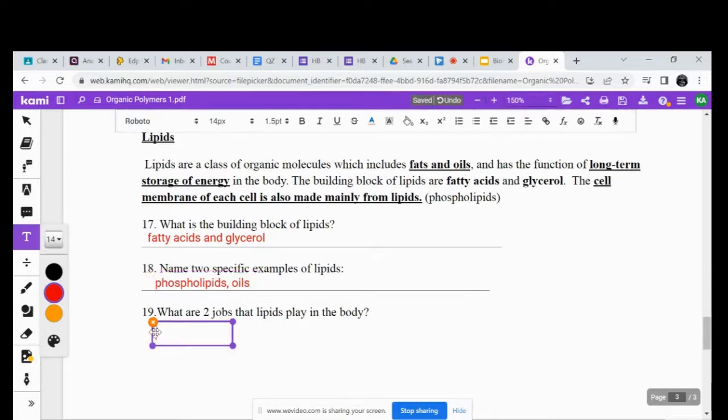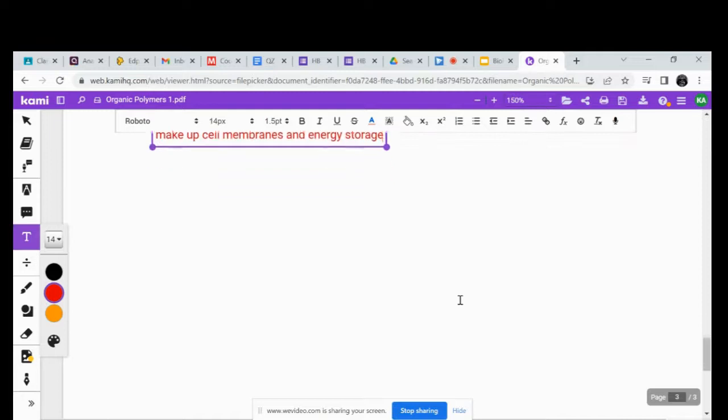What are two jobs that lipids play? The most important one: make up cell membranes. It's also called plasma membranes. And we'll go energy storage. Fats, lipids also store energy.